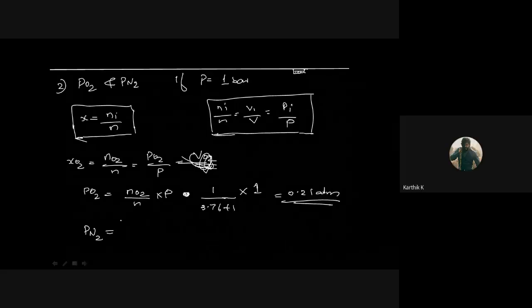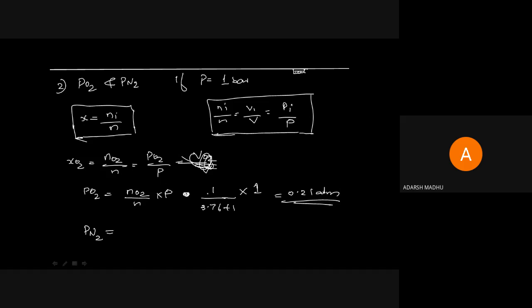We can find it using the equation. If we take NO2 by N equal to PO2 by P, the same method we can take NN2 by N equal to PN2 by P. The same equation can be used to find PO2 or PN2. Instead of NO2, we put NN2, so NN2 by N equal to PN2 by P.